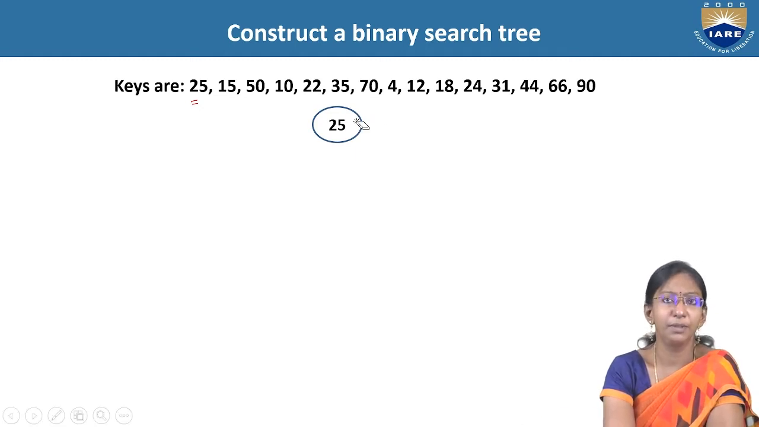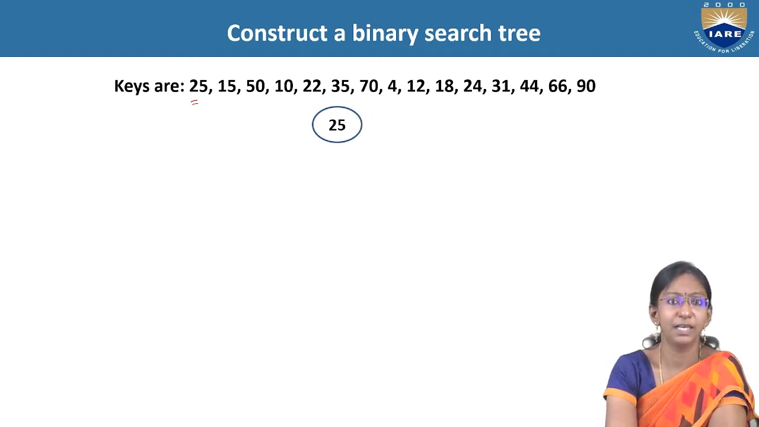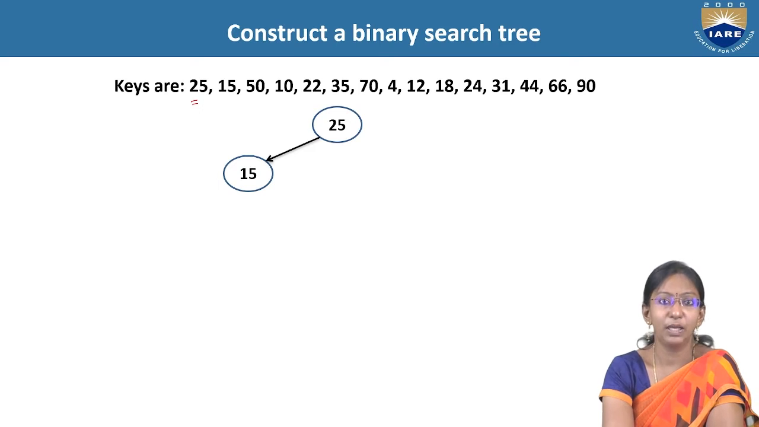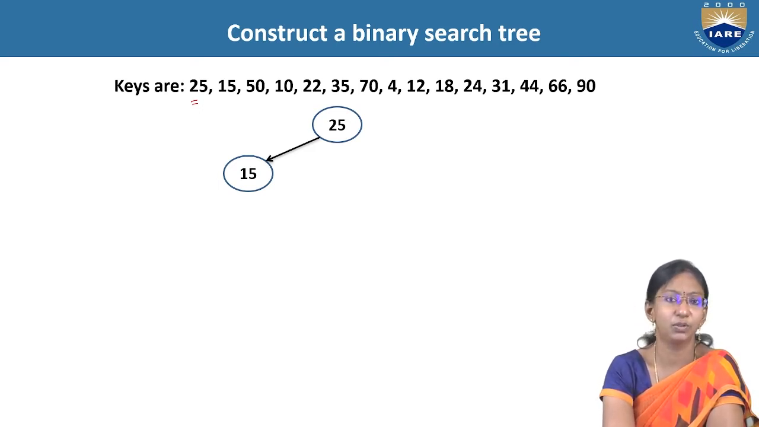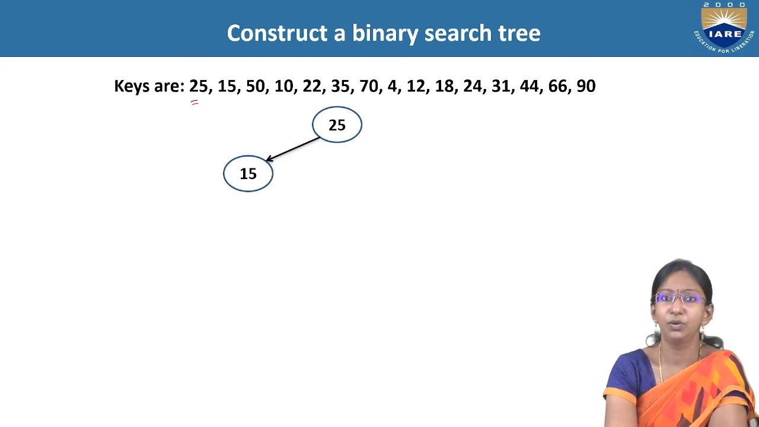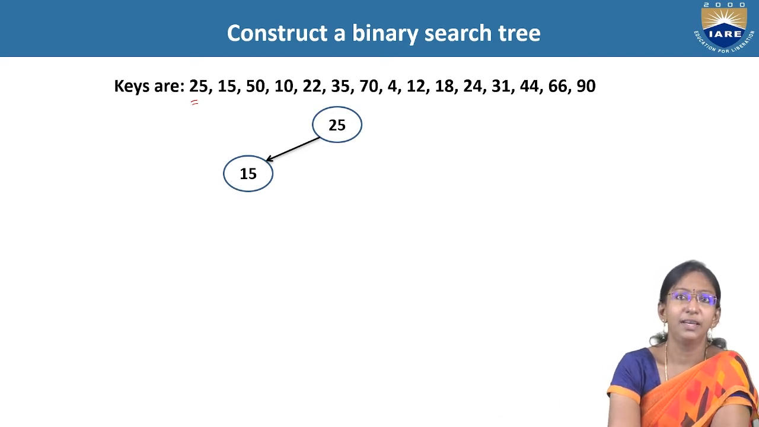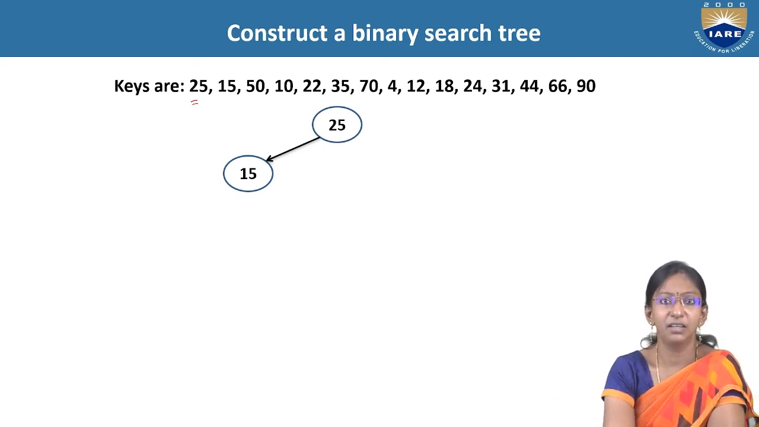Now coming to 15, how to insert 15? As 15 is less than 25, it will go as its left child. Coming to the next value, 50, compare it with the root. Always start with the root, guys. Whether you want to search, insert or delete, start with the root node. Next element is 50. As it is greater than the root, insert it as the right child.